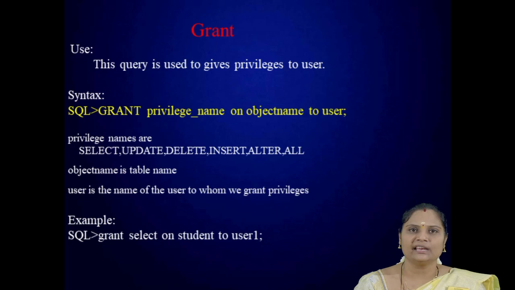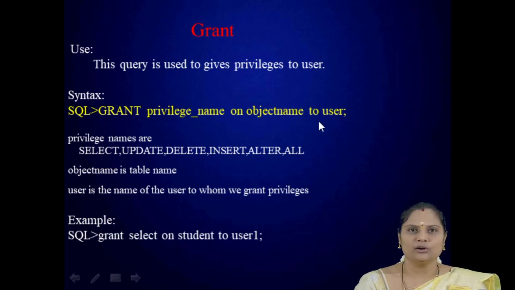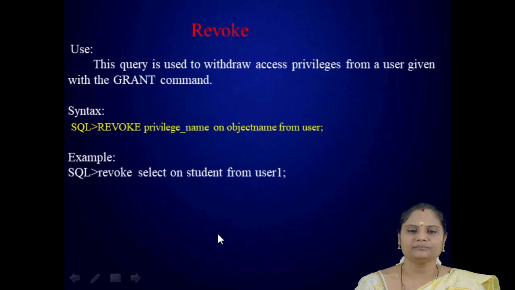For this, we write the query as grant privilege name on the object name to user. If we want to give the access permission to user 1, we write the query as grant select on our table name student to user 1. Then only user 1 can access the student data.